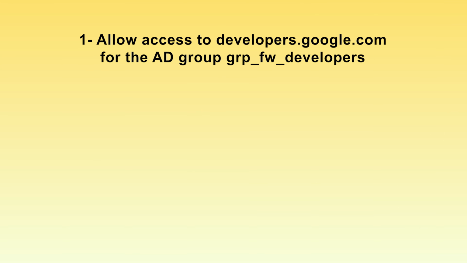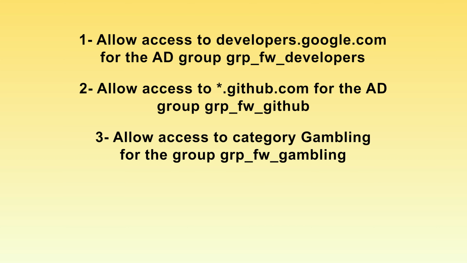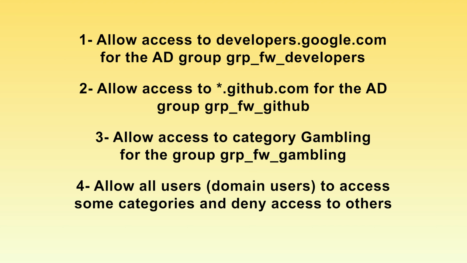And in this video today, we want to go through the following tasks. Allow access to developers.google.com for the Active Directory group grp-fw developers. Allow access to *.github.com for the Active Directory group grp-fw GitHub. Allow access to category gambling for the group grp-fw gambling. And the last one, allow all users to access some categories and deny access to others. So let's go to the firewall and start configuring these tasks.